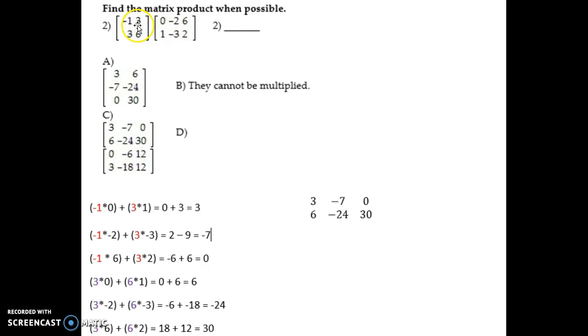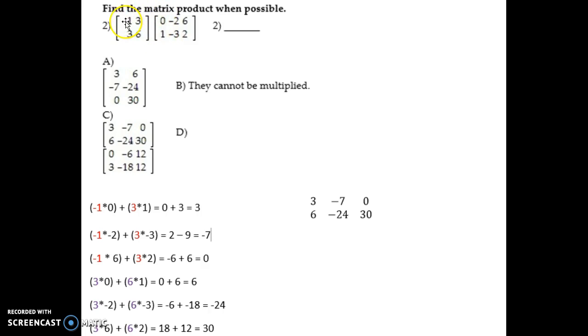If those numbers weren't exactly the same, then the matrices could not be multiplied. So what you do is you take the first row, and we're going to successively multiply it by every single column one at a time. So that first row is -1 and 3. And so first we're going to multiply it by the first column.